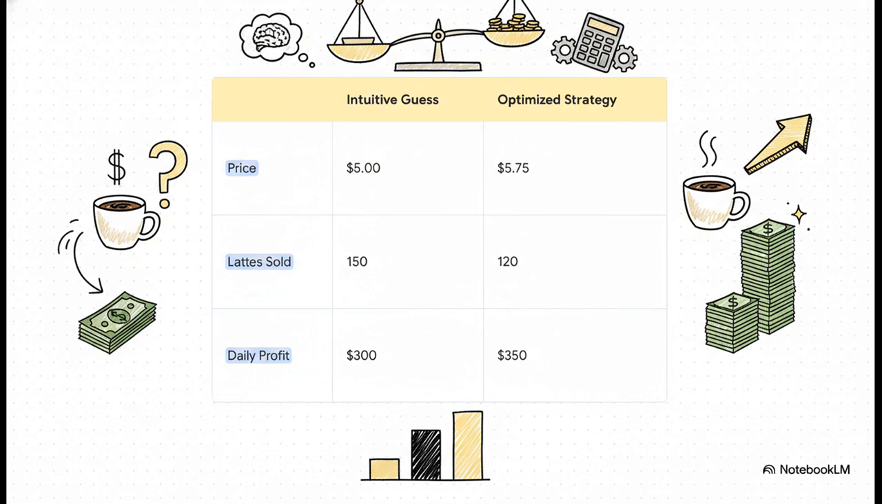Now, this is the point where a lot of managers get nervous. They see sales volume going down. But look at the bottom line. The daily profit is now $350. Why? It's because the extra 75 cents of profit margin on each of those 120 lattes far outweighs the profit we lost from the 30 people who didn't buy. This is the power of optimization. We generated $50 more in pure profit every single day. That's over $18,000 a year by selling fewer items at a higher, mathematically determined price.